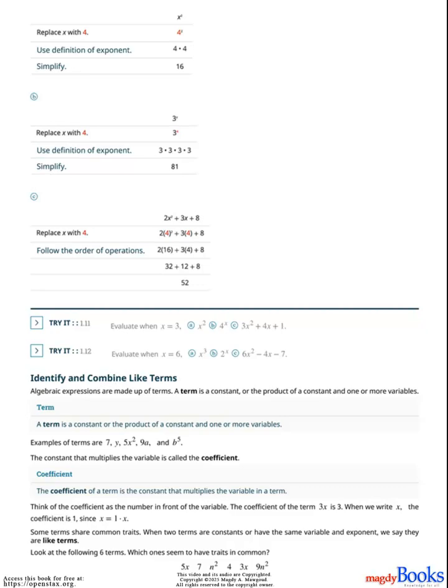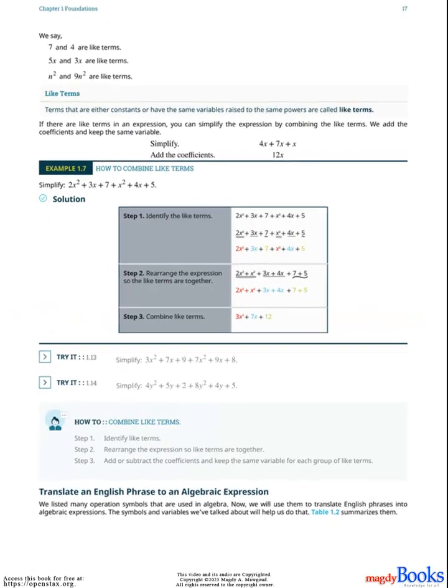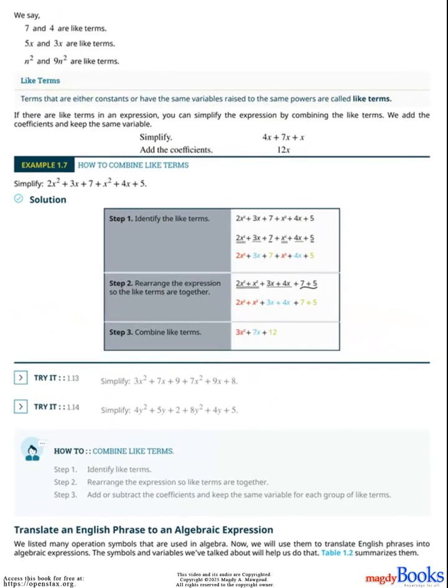Some terms share common traits. When two terms are constants or have the same variable and exponent, we say they are like terms. Look at the following 6 terms. Which ones seem to have traits in common? 5x, 7, n squared, 4, 3x, 9n squared. We say 7 and 4 are like terms. 5x and 3x are like terms. n squared and 9n squared are like terms.